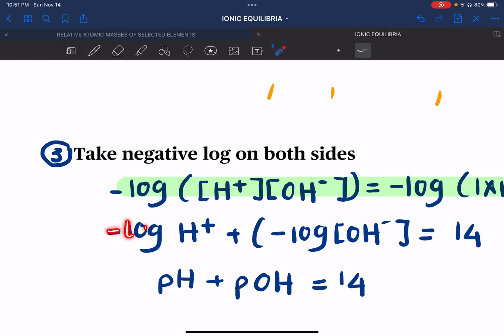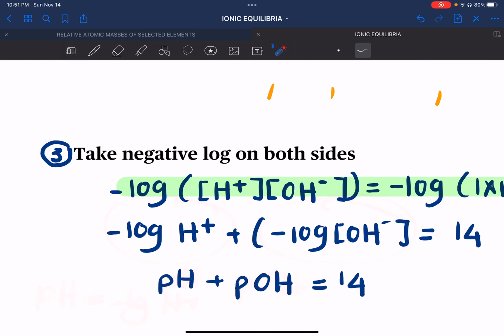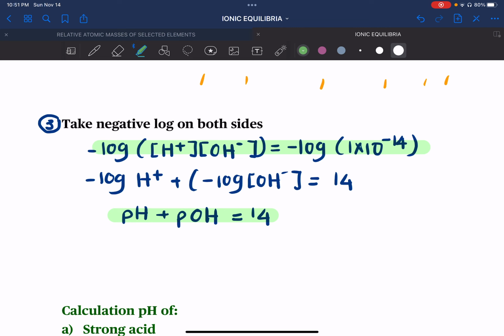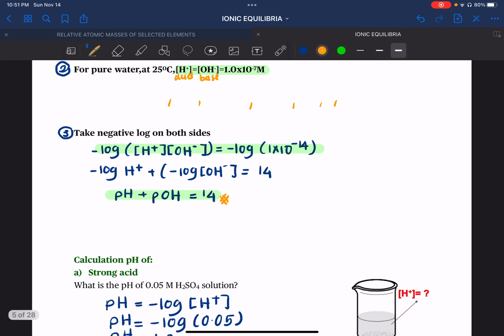Okay, so negative log H plus ni tak ke sama dengan pH? Ingat balik equation pH tadi, pH adalah negative log H plus. So basically this is pH. Negative log OH minus adalah pOH. So basically, the relationship between pH and pOH adalah equals to 14. So tolong hafal equation ini because this is very important for our calculation next.